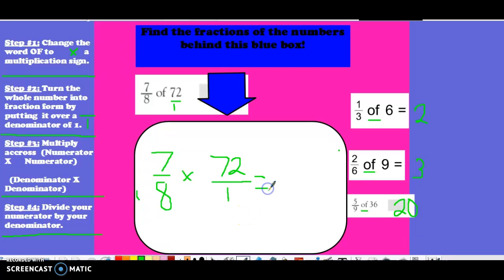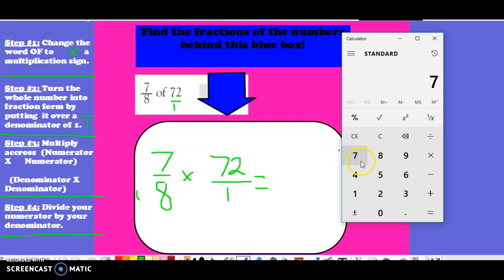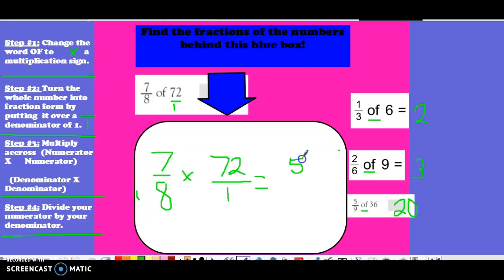Now in this one, I've got some pretty significant numbers, so I'm going to use a calculator. I need to take 72, which is a numerator here, and multiply it by 7, which is the numerator right there, and get 504. Immediately when I get that answer, I should write it down as my brand new numerator, and then multiply across 8 times 1, which gets me 8. Now I'm ready for the 4th and final step.